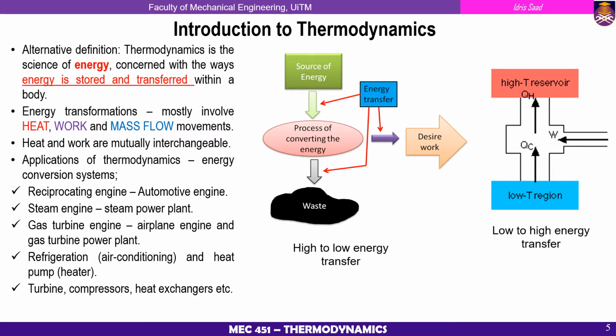Basically, there are many examples of the application of thermodynamics. Note that thermodynamics is the system that converts energy which involves heat energy. Popular applications of thermodynamic systems are the reciprocating engine used for the automotive engine, the steam engine that we use for the steam power plant, the gas turbine engine that we use for the aeroplane engine, and also the gas turbine power plant. Note that refrigerant is used in air conditioning and refrigerator systems, and a heat pump is used for the heater or dryer unit.